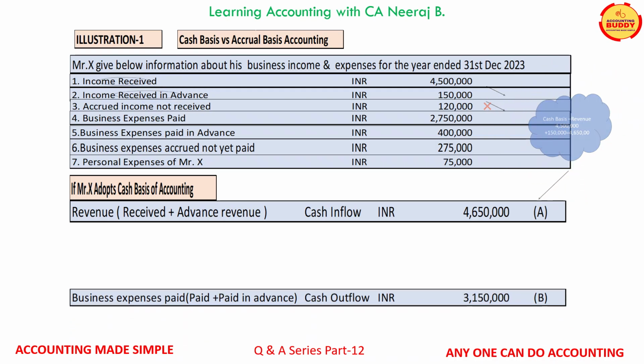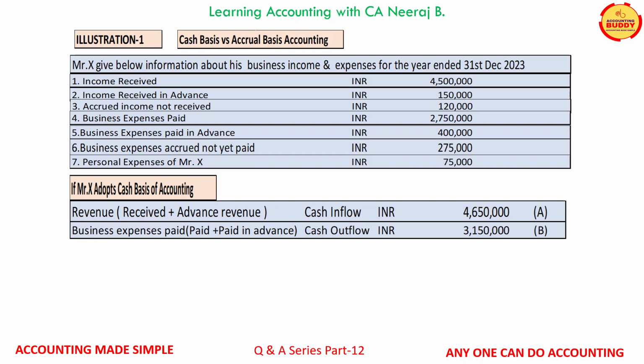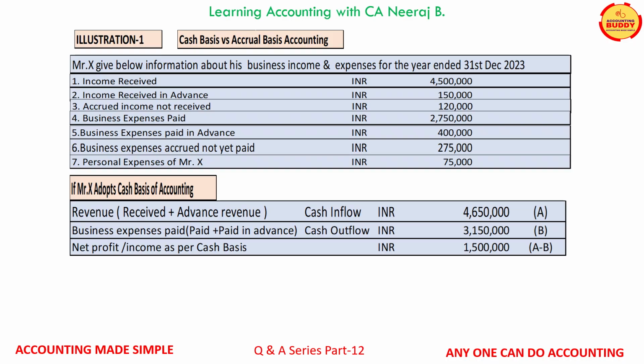Now business expenses of 3.15 million will be considered, which comprises 2.75 million business expenses paid and 400,000 business expenses paid in advance. Please note that accrued expenses of 275,000 will still not be considered. Therefore, net profit of the business under cash basis of accounting in this example will be 1.5 million.